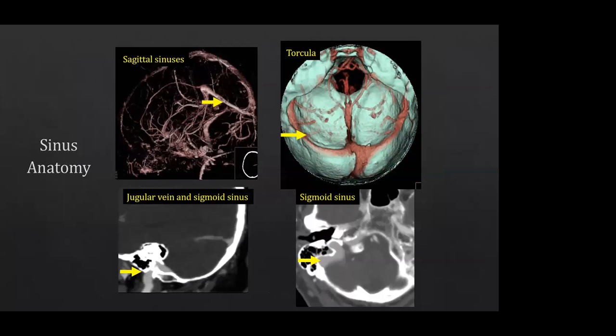The same anatomy on our CT venogram. We have looked at the straight sinus over here. So that's the torcula, which is formed at the inferior aspect of the superior sagittal sinus.